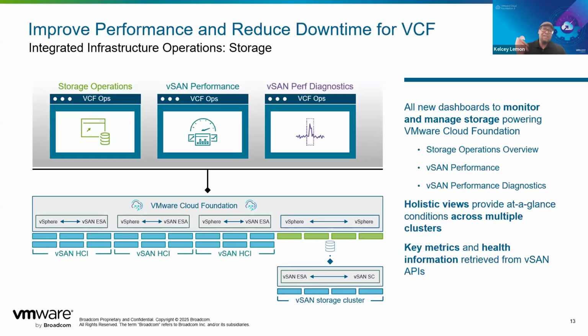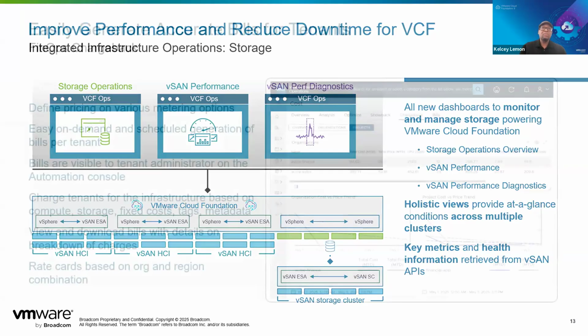And then there is the vSAN performance dashboard, which helps summarize the performance and condition of a cluster. And then finally, the one that I love to say because it's so many words, you've got the vSAN Performance Diagnostics Dashboard, which will allow you to test things such as a new cluster entering into production or even existing clusters that are already in production. Combined, all 3 of these dashboards provide that holistic view of conditions, including key metrics and health information, all retrieved from vSAN APIs.